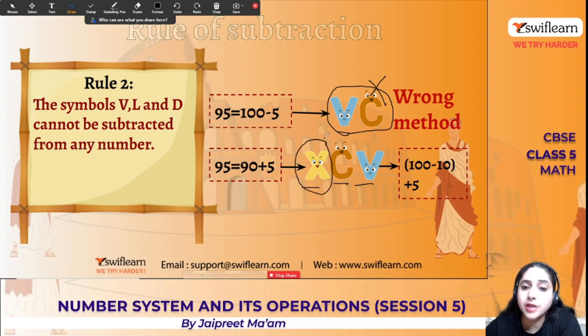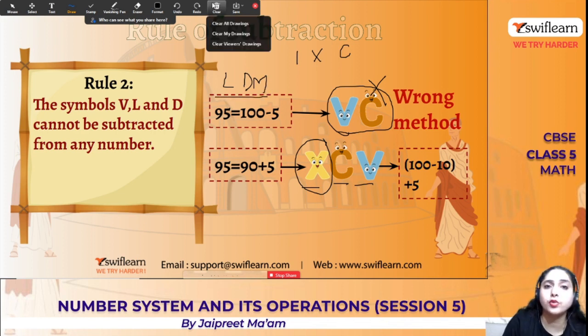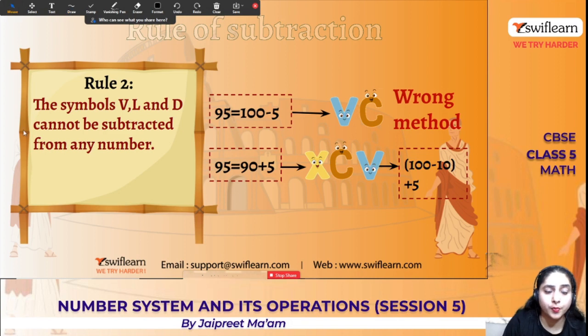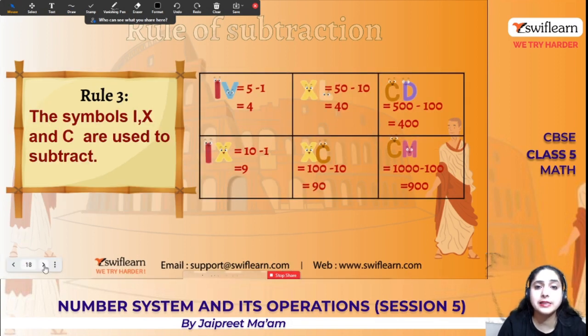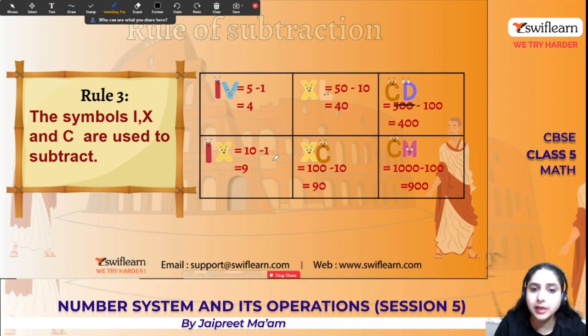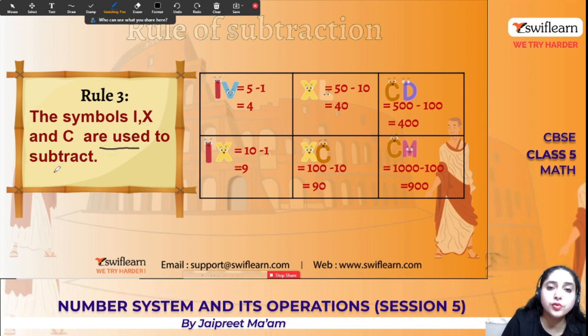But we can subtract I, we can subtract X, we can subtract C, but we cannot subtract L, D and M. This is wrong. We cannot write these before the greater value. So let's take I, X and C. I is subtracted from V, X is subtracted from L, C is subtracted from D, I is subtracted from X, X is subtracted from C and C is subtracted from M. So it means that I, X and C are used to subtract.